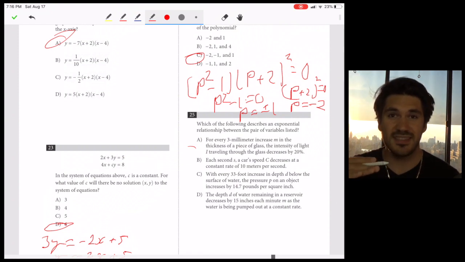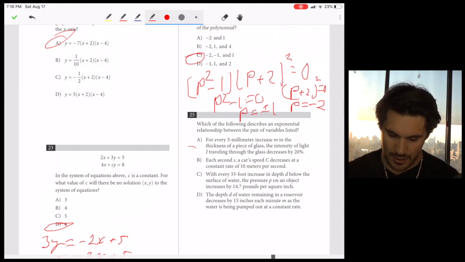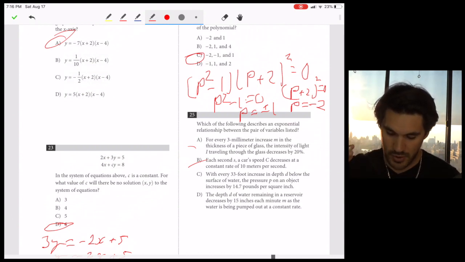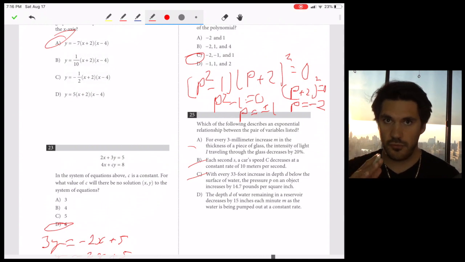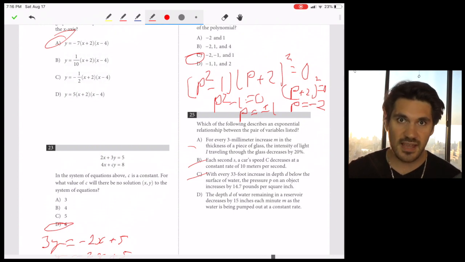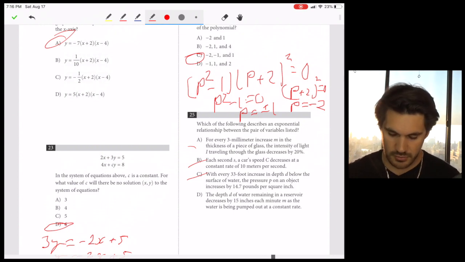So it keeps decreasing at the same rate. So that's out. C, the pressure increases by 14.7 pounds per square inch with every 33-foot increase. So it keeps increasing at the same rate. So out. And D, it decreases by 15 inches each minute, right? So for every minute that goes by, it decreases by an additional 15. If it kept decreasing by like 15, then 16, then 17, that would have been an exponential function. So A is our answer.